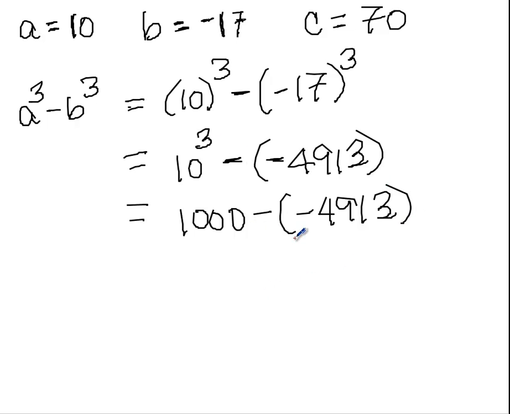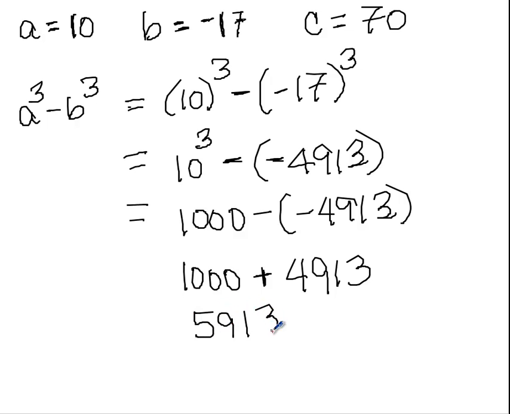Now you have to add these together, and the reason why is because you have a negative in front of a negative. A negative in front of a negative will make this a positive number, so that's why we can add. And when I add the two, I get 5,913.